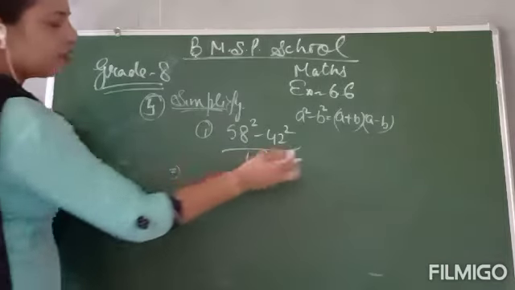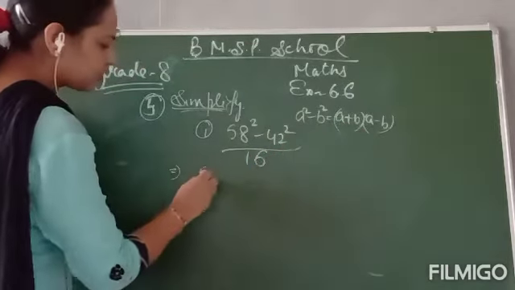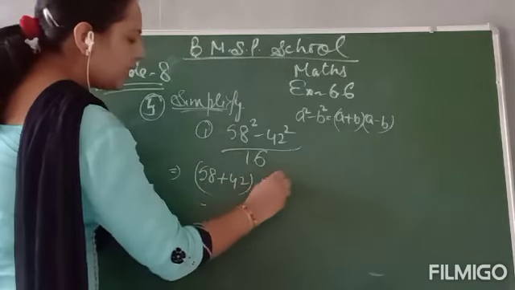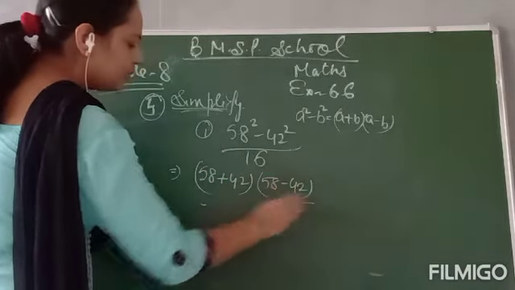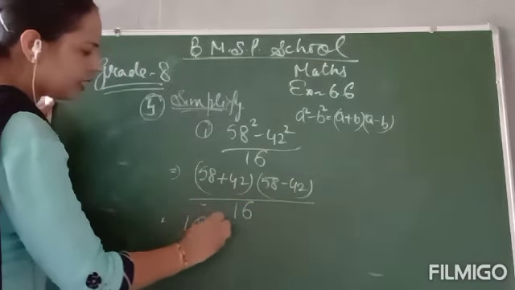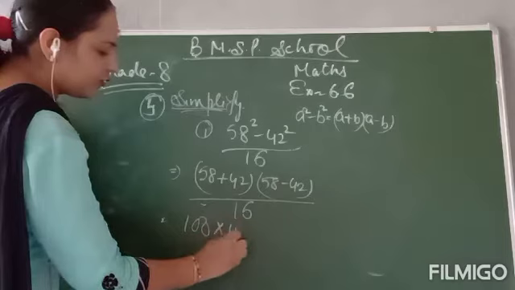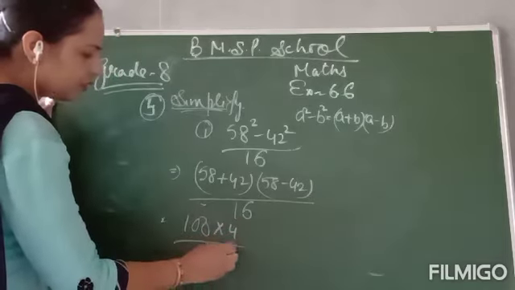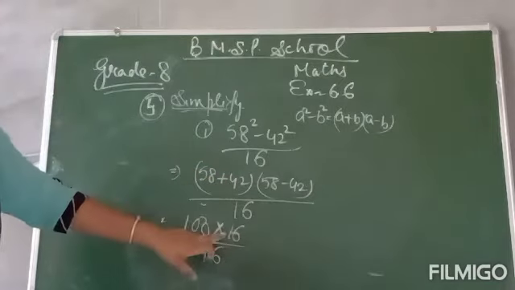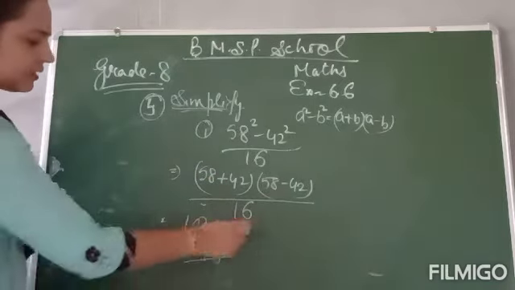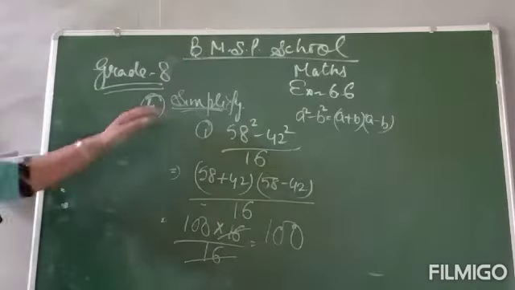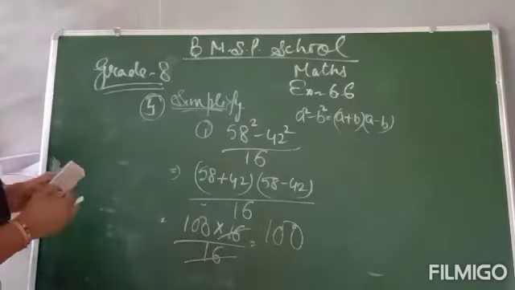So solve it. One time addition, one time subtraction. So 58 plus 42, 58 minus 42. Below side is 16. When I add, I got 100 here, and when I subtract, I got 16 here. Okay, 16 cancels with 16. So my answer is 100. Same formula is used in all parts of the fifth question.